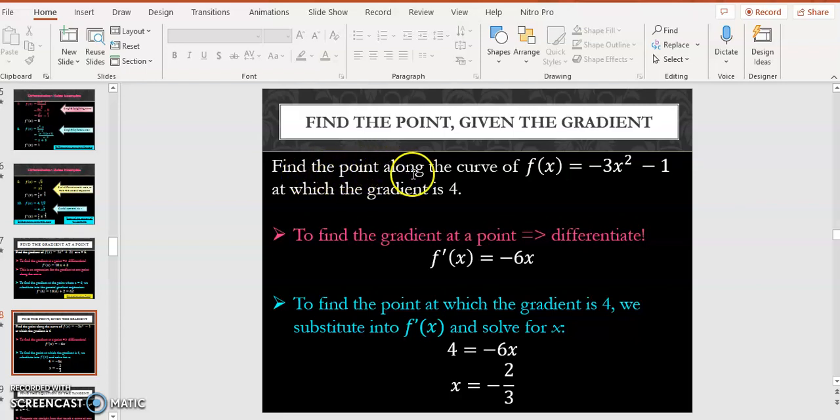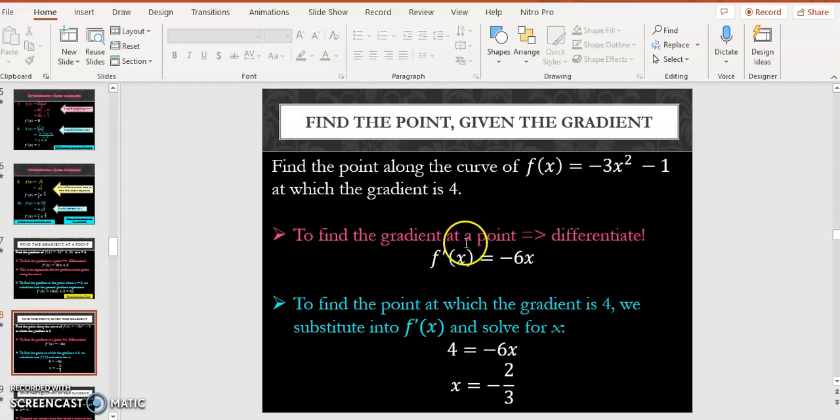Okay, let's find the point along the curve of this one at which the gradient is 4. Now this time they want us to find a point when the gradient is given. So to find the gradient at a point, we differentiate. We differentiate this one again. So we have 2 times negative 3, which will give us negative 6. 2 minus 1 is 1. So you have minus 6x.